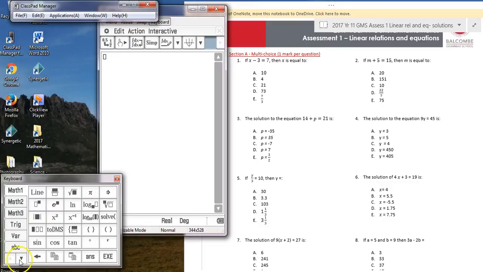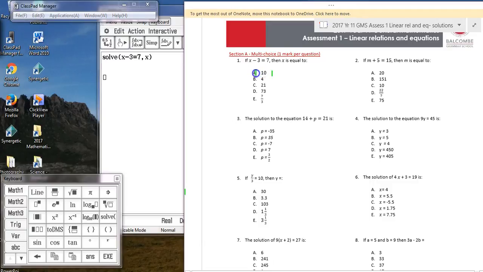So remembering that for these sorts of equations here, we want to solve. So we go into our keyboard, which I've activated already. We want to solve. We enter our equation, so x minus 3 equals 7. Put a comma in and we tell the calculator that we're solving for x, and we close brackets, hit enter, and it gives us our solution. So our solution is 10.